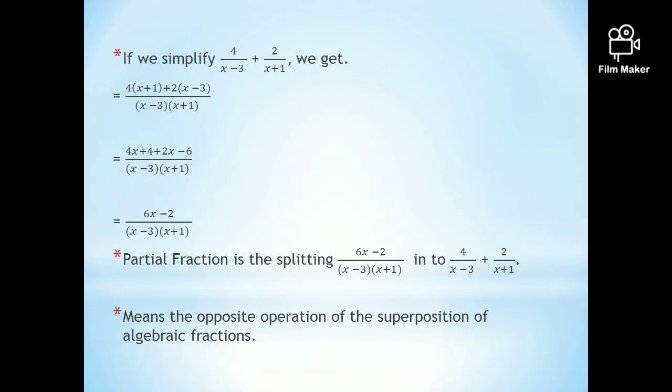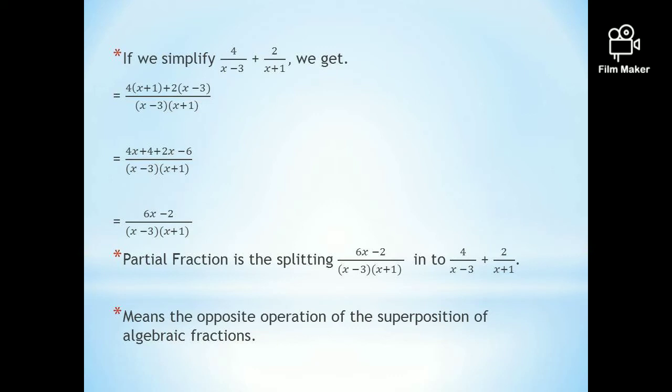Then we have to see how many x minus 3 terms there are for x minus 3 into x plus 1. The simple way of understanding is to cover x minus 3 in this denominator. What is the remaining term? The remaining term is x plus 1. Therefore, you have to multiply 4 with x plus 1.